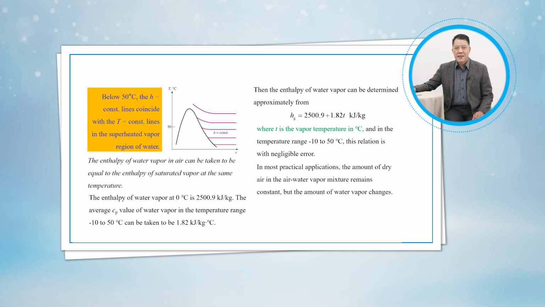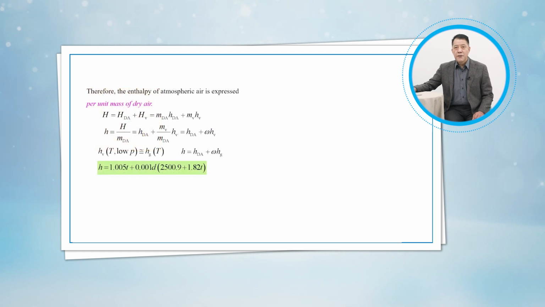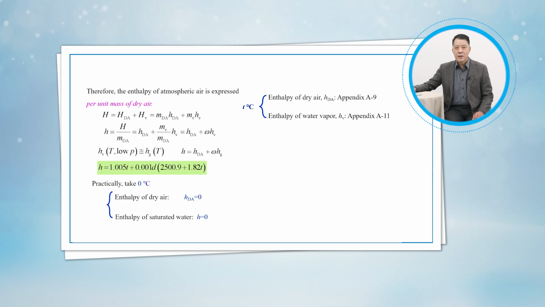In most practical applications, the amount of dry air in the air-water vapor mixture remains constant, but the amount of water vapor changes. Therefore, the enthalpy of atmospheric air is expressed per unit mass of dry air. Also, the enthalpy for air or saturated vapor can be found from the tables.